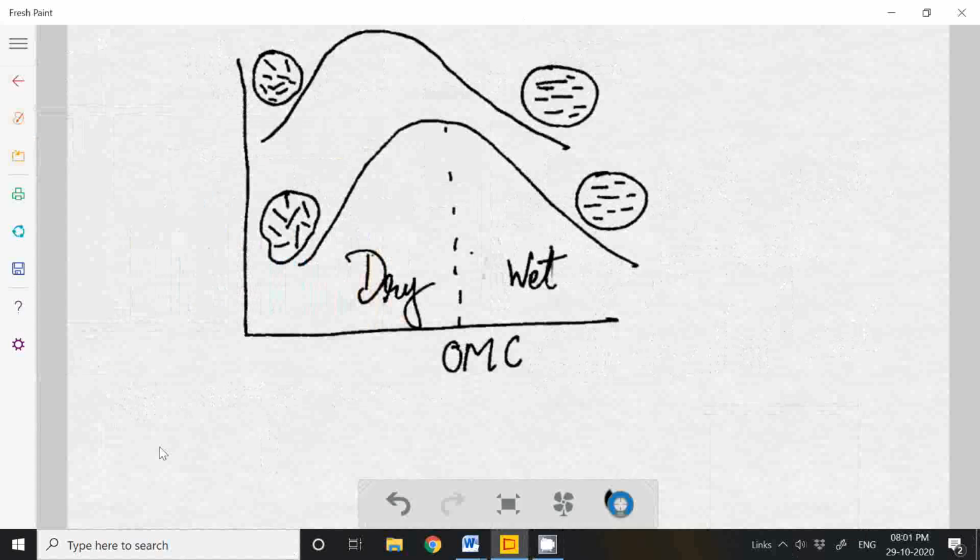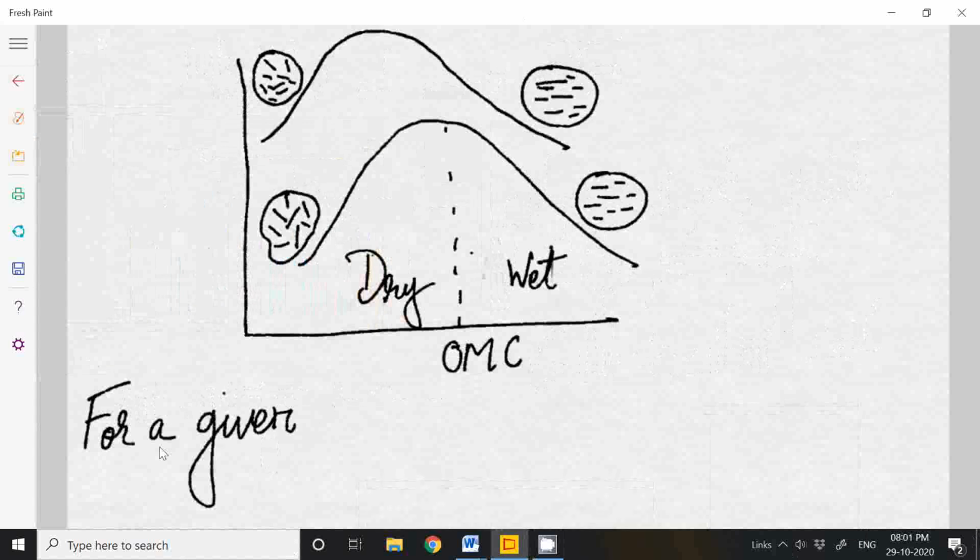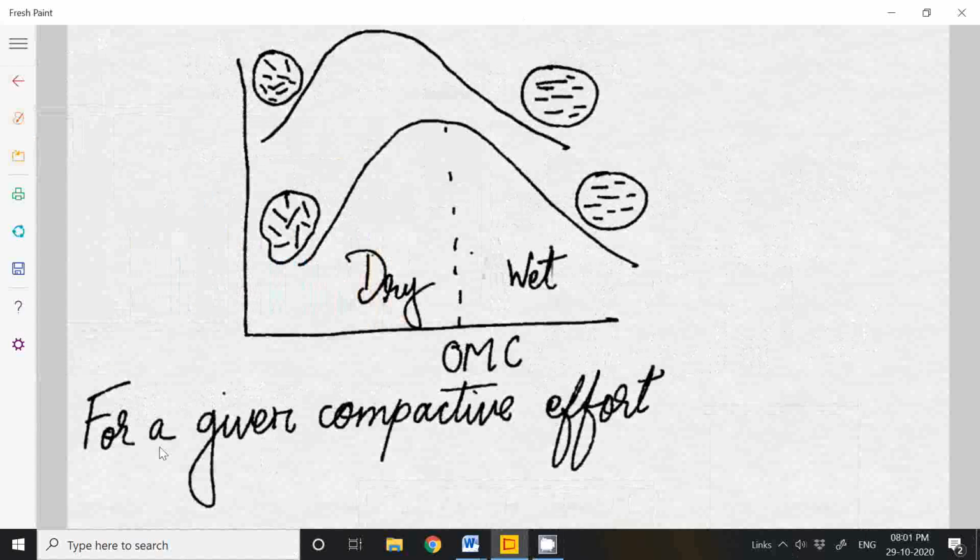So basically you have to write that for a given compactive effort. Suppose for this particular compactive effort, this is another for higher compactive effort, let us concentrate on this one. So for a given compactive effort, the wet side of optimum gives dispersed structure. So you can write it down.